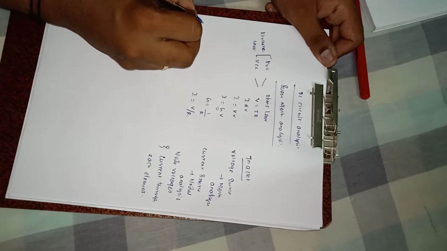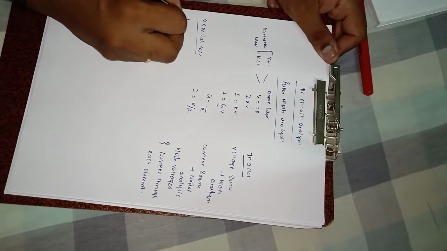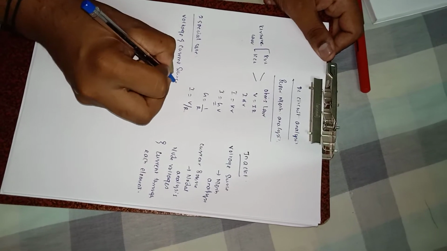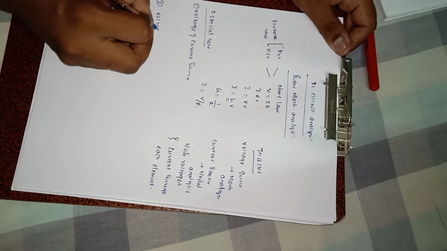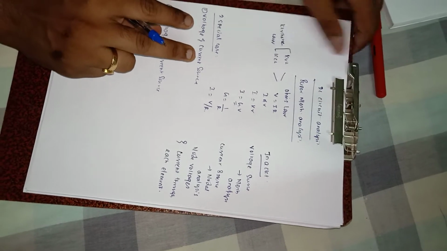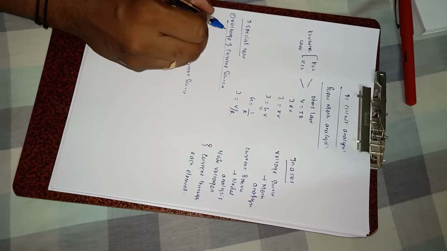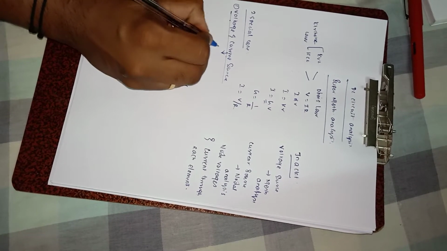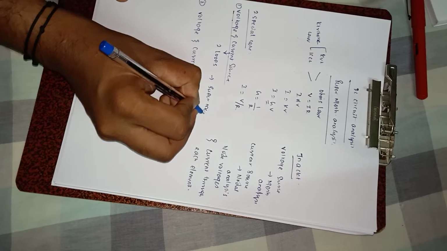There are two special cases, in which the circuits have both voltage and current sources. In the first case, the circuit has a voltage source as well as a current source, where the current source is in between two loops. Then we go for super mesh analysis.